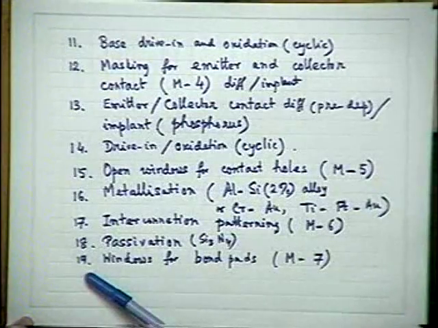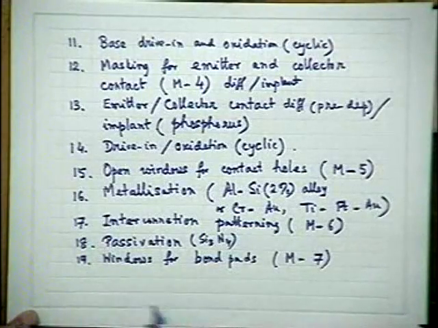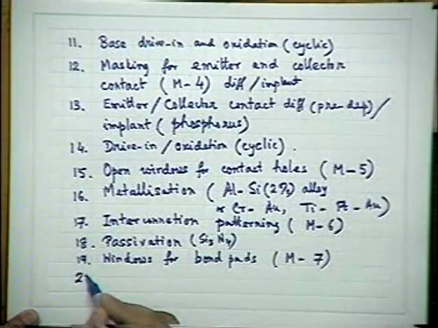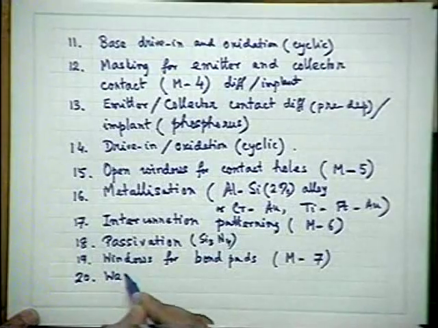But you know that you have to take contact from the chip to the outside world. So we open windows over the bond pads surrounding the chip. Surrounding the chip, there are a number of bond pads. So only you open windows there. And that is what you have done in the 19th step. And the 20th step, as you know, is wafer testing.